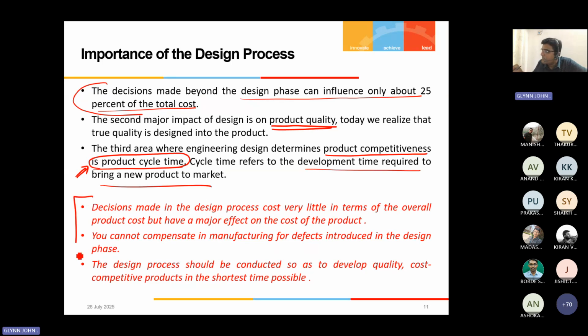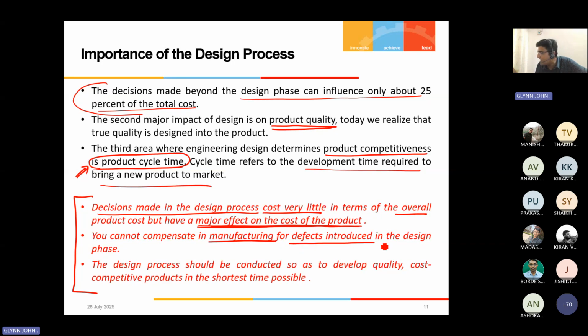So from all these slides, here we have the summary. Decisions made in the design process cost very little in terms of the overall product cost, but have a major effect on the cost of the product, right? So whatever decisions you make, later on it's very difficult to change. You cannot compensate in manufacturing for the defects introduced in the design phase, no doubt. The design process has to be conducted so as to develop quality, cost competitive products.